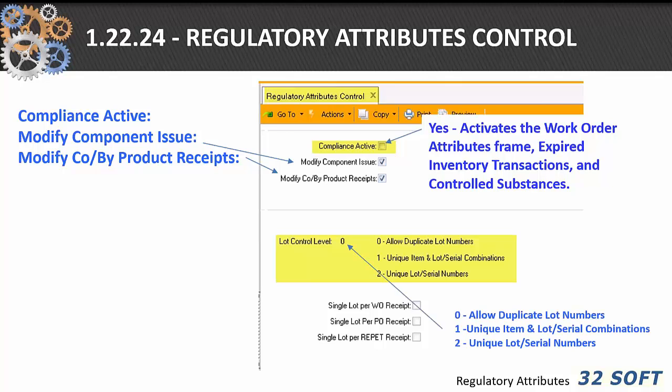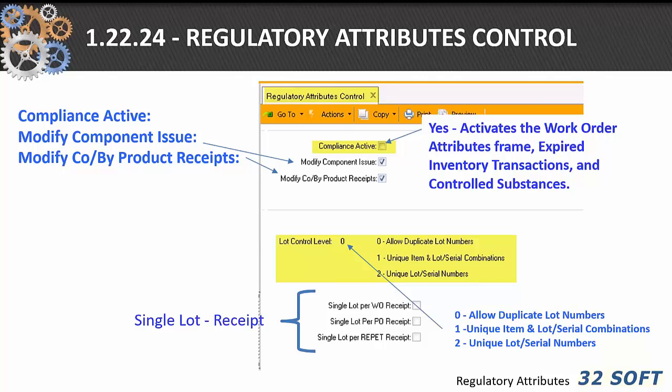There's the lot control level, 0. You allow anything. One, you've got to have a unique item lot combination, or number two, which is typical in the FDA or life science arena, you have to have a unique lot serial number. So if you've got two, it's going to add a whole bunch of transactions, but you might be required to do that. You can set up whether you're going to use a single lot for receipts of purchase orders, work orders, advanced repetitive, etc.